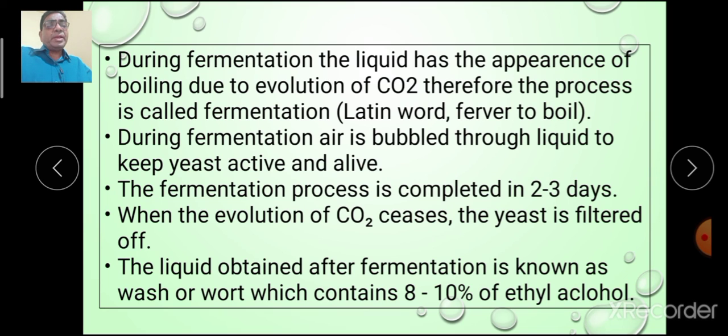The liquid which is obtained after fermentation is known as wash or wort, and it contains a low percentage of alcohol, about 8 to 10%.